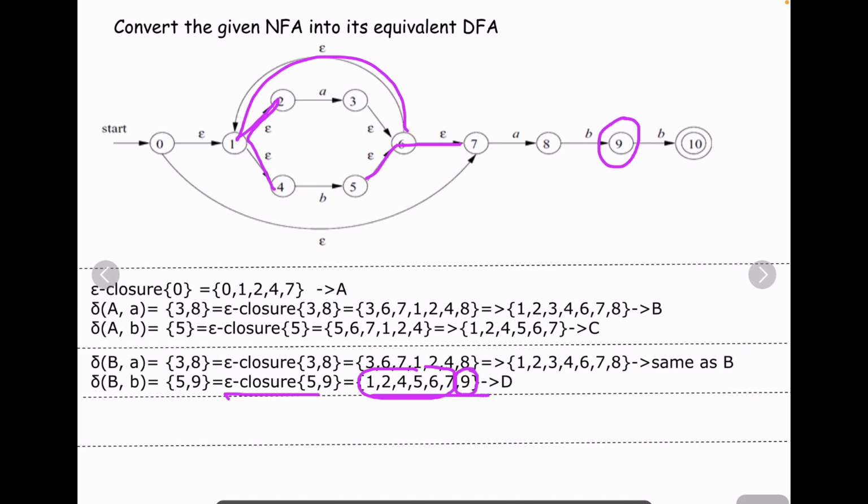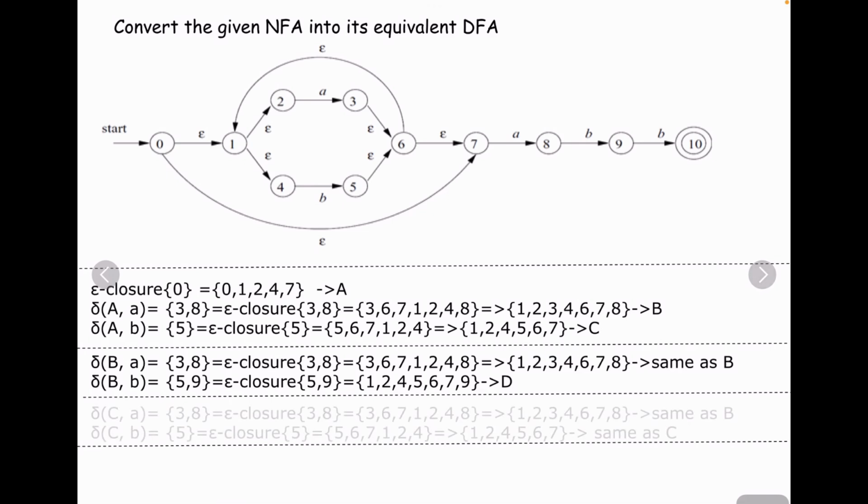This is not similar to A, B, C, so you have to give it another name, D. That is only for simplification purposes. I have given an alias name for each set of states. B is over. Similarly for C.